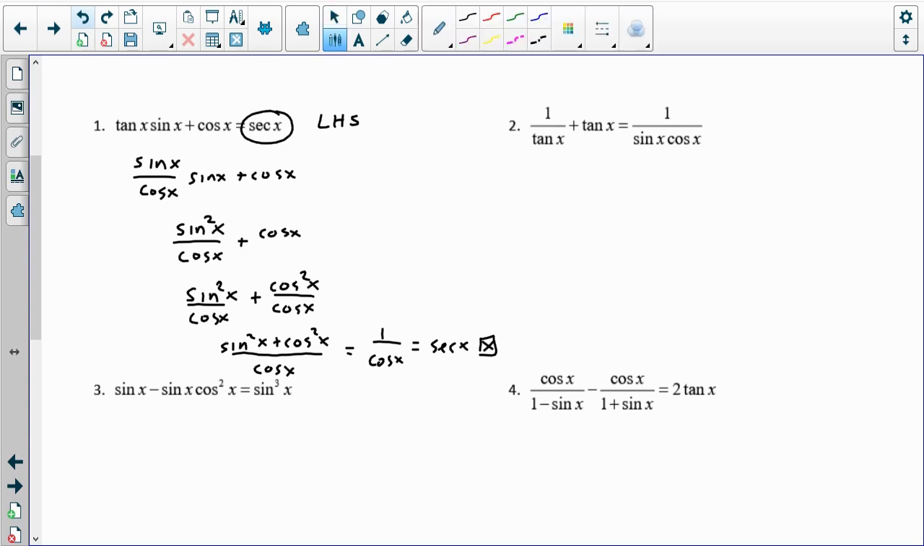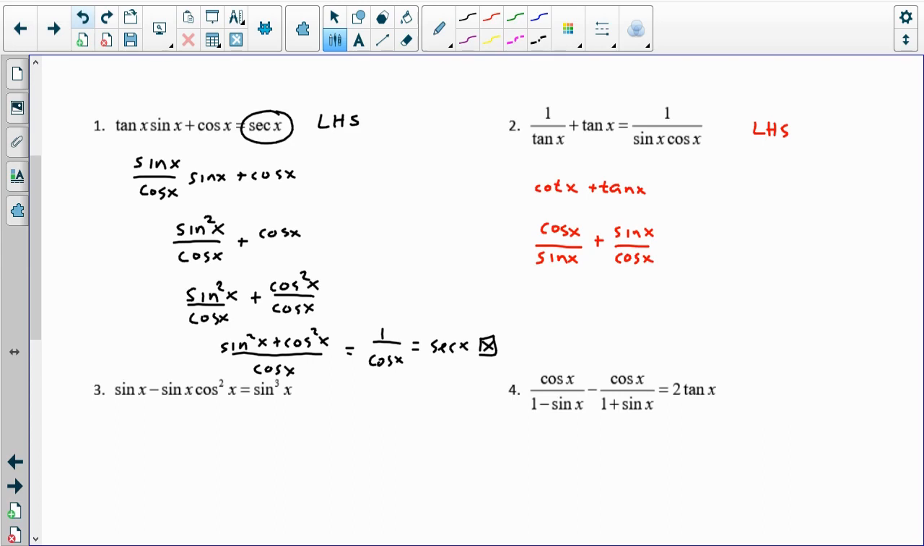Problem 2. I will once again work with the left-hand side. When I look at the left-hand side, I have 1 over tangent. I can rewrite that as cotangent. And now I'm going to get everything in terms of sines and cosines. So the first two problems, I'm primarily just using the fact that if I know my reciprocal identities and what tangent is, then that helps me out a lot. So I'm rewriting cotangent and tangent in terms of sines and cosines.